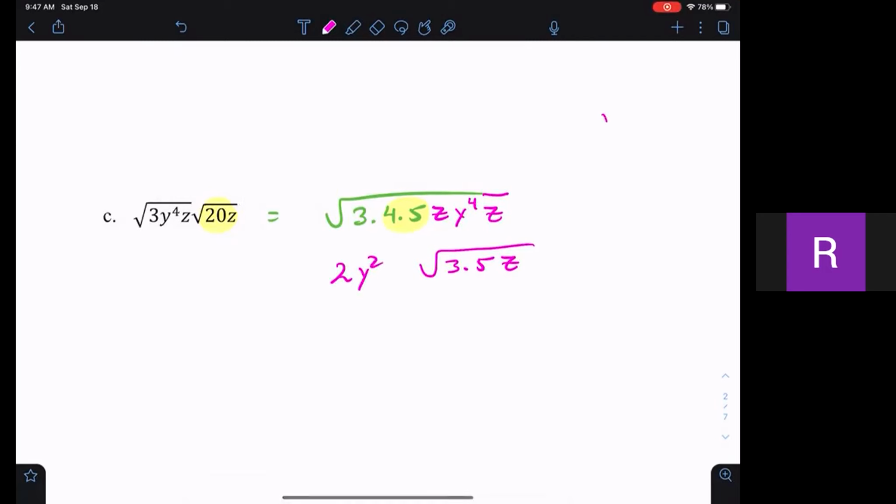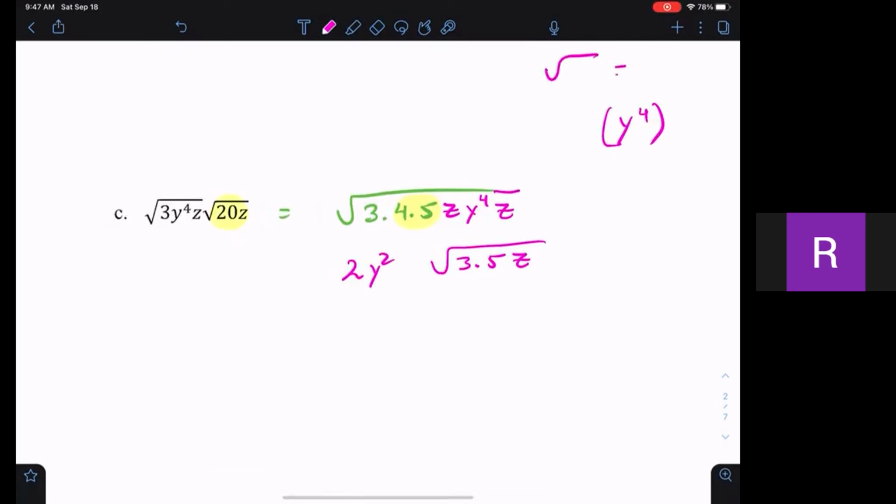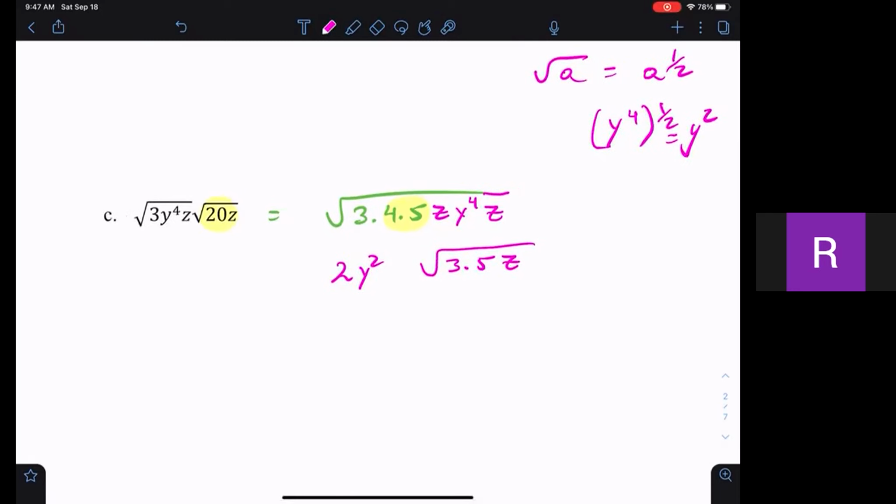The way you can think about this is like 4 divided by 2. Remember this radical means the same thing as a 1/2 exponent, right? So there is an invisible 2 here, so this is going to be y^4 over 2. That's the reason I get y^2. And now you have 2 c's, so that's going to be c squared, right?